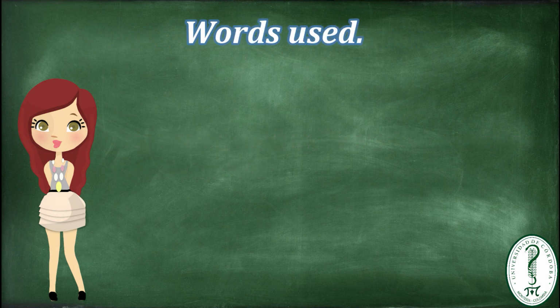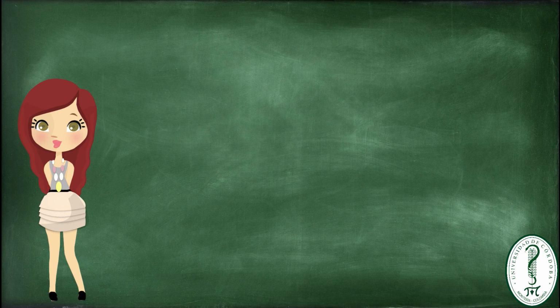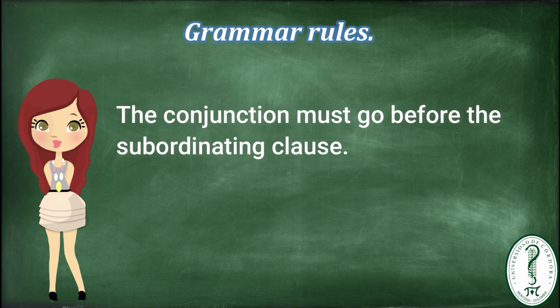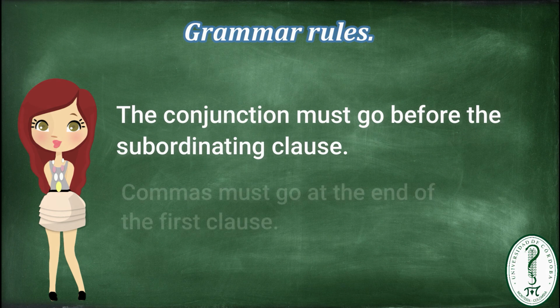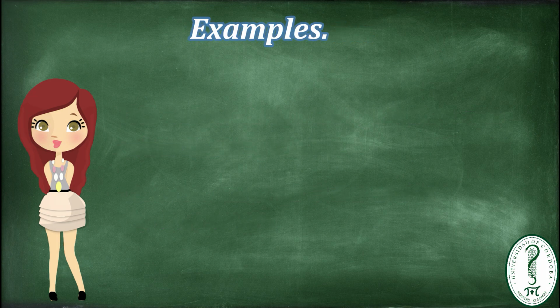Here we have a limited list of words that you can use. As, because, since, so that, although, though, after, before, until, while, if, unless, provided, whichever, whenever. About grammar rules, the conjunction must go before the subordinating clause, and a comma must go at the end of the first clause, which can be either the subordinating or main clause. Here we have some examples.